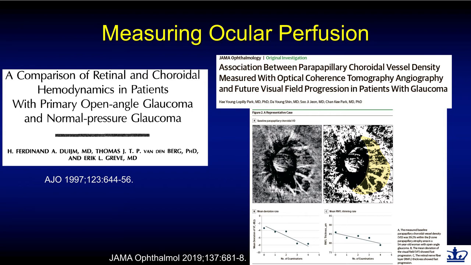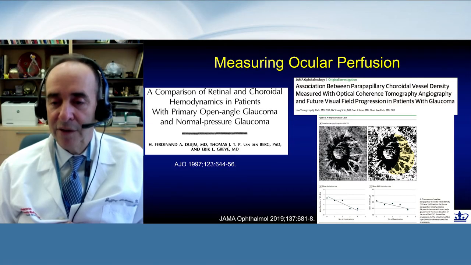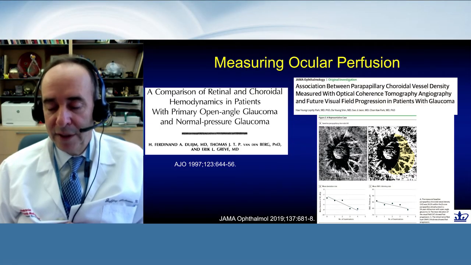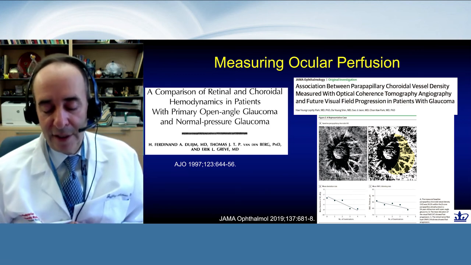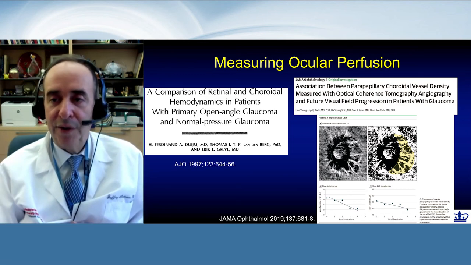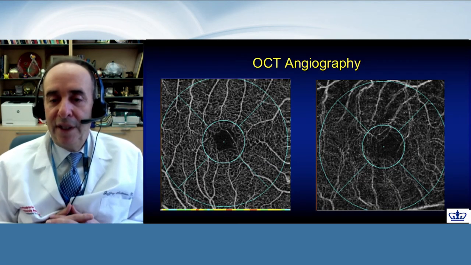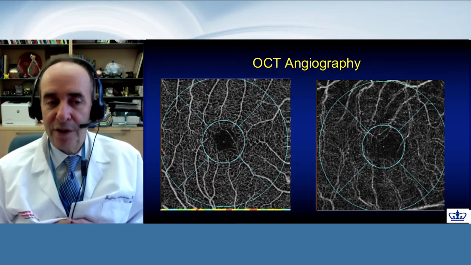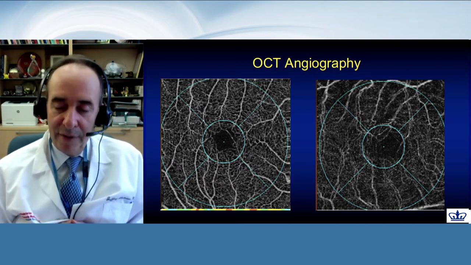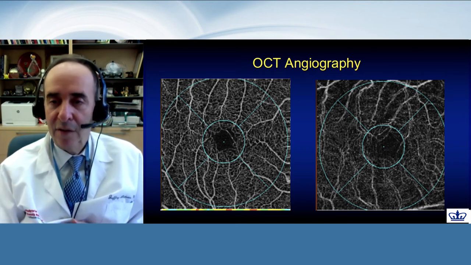In the past, the ocular perfusion was measured more grossly with things like fluorescein angiography, but in the image on your right, the use of optical coherence tomography and angiography is now increasing our understanding of the area around the optic disc and the nerve cells and axons that might be affected by alterations in ocular perfusion. Of course, we're all familiar with OCT angiography now, with better perfusion in the left image than in the right image in a patient with advanced glaucoma damage.